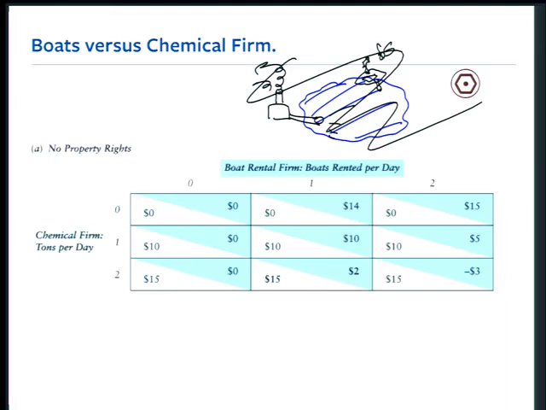So if you walk up to the lake and it smells, you're less likely to rent a boat. So we've got on the top side here, what the columns indicate is the number of boats rented per day. They either rent 0 boats, 1 boat, or 2 boats per day. The rows here indicate the chemical firm and how many tons of this pollutant come into the lake: 0, 1, or 2 tons of the pollutant into the lake.